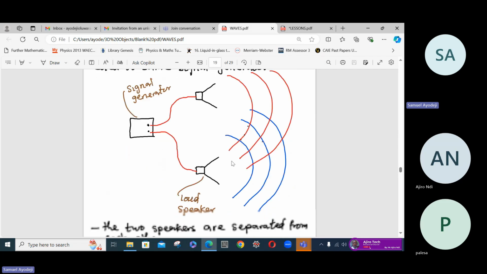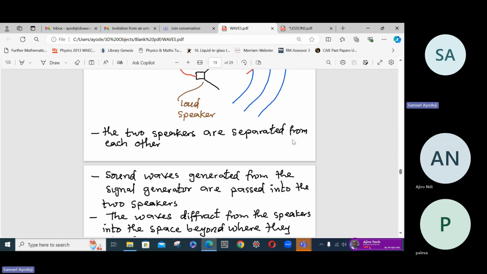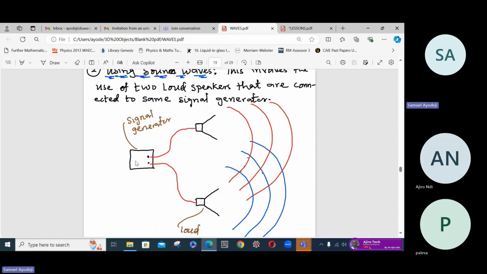Now you have it this way: signal generator, and two loudspeakers, so two sources, one traveling this way and the other that way. They overlap, the same thing. Where they meet together, it's called constructive interference. Where they do not meet, that's called destructive interference. The two speakers are separated from each other. The sound waves generated from the signal generator are passed into the two speakers. The sound passes here, also passes here, and then comes out. So what happens?